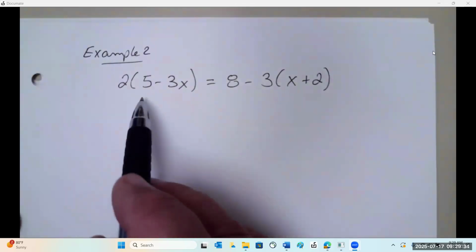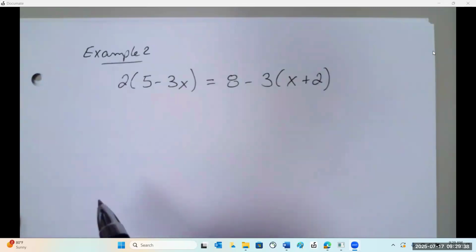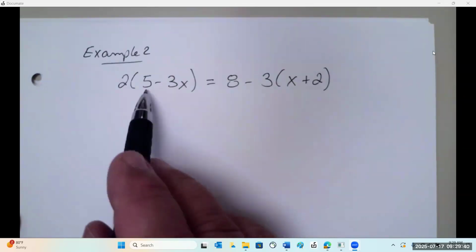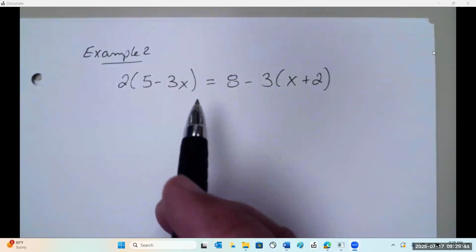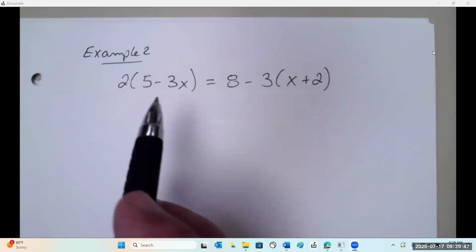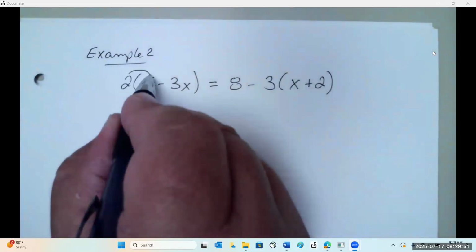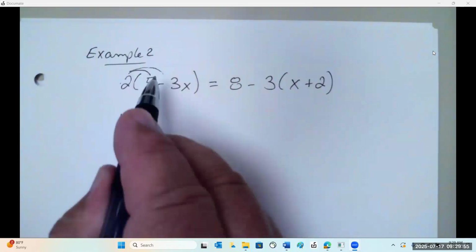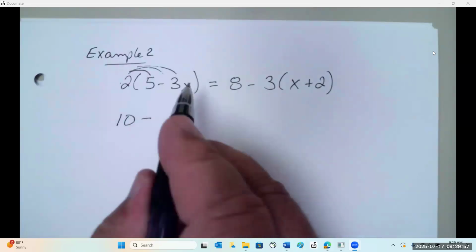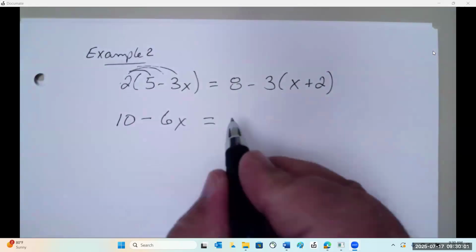Well, first off, order of operations. Can you do anything inside the parentheses? No, we can't do 5 minus 3x, not like terms. So we can't do anything inside there. Can we do anything outside? Yes, we can multiply. Now we follow order of operations. 2 times 5 is 10. Positive times negative is negative. 2 times 3 is 6x equals 8.